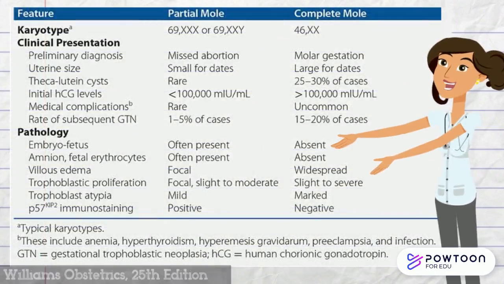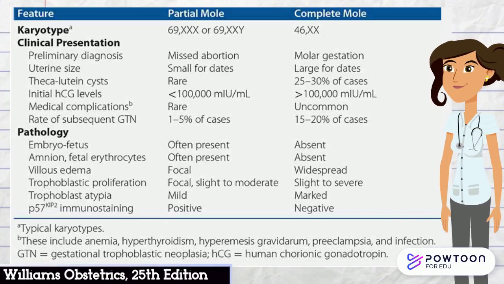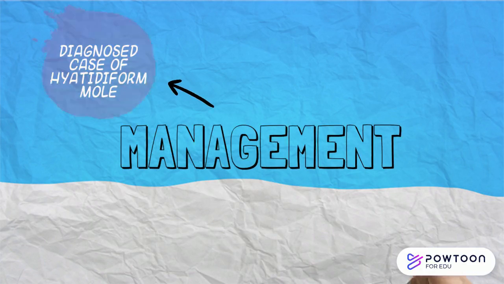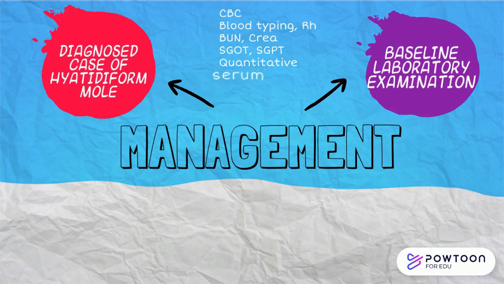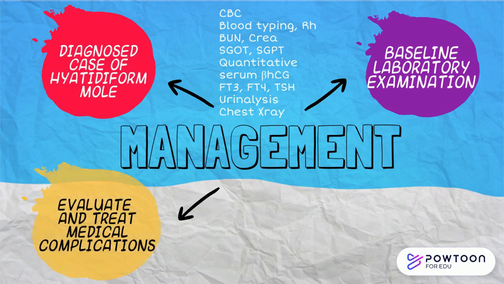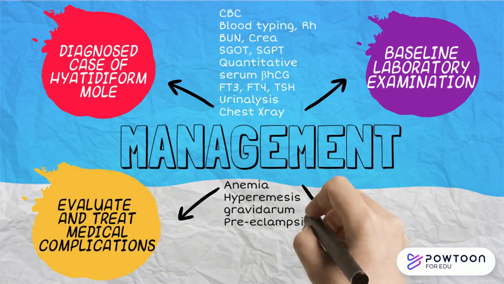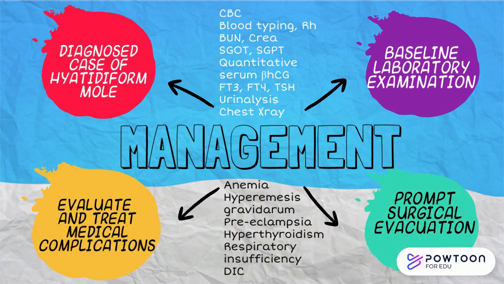This table summarizes the difference between a partial mole and a complete mole, from their karyotypes to their clinical presentation and to their pathology. Management starts with a diagnosed case of a hydatidiform mole. Baseline laboratory examinations and imaging studies should be performed upon admission. Medical complications should be promptly recognized and treated.